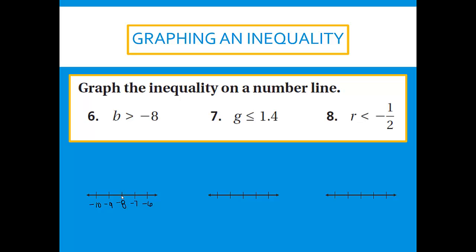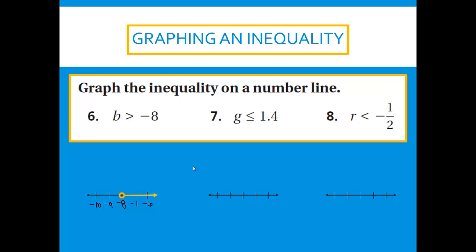And then the numbers that are greater than negative 8 are the numbers to the right. So we will shade going to the right. So an open circle at negative 8, and then we'll shade the numbers that are on the right-hand side of negative 8, because those are the numbers that are larger than negative 8.